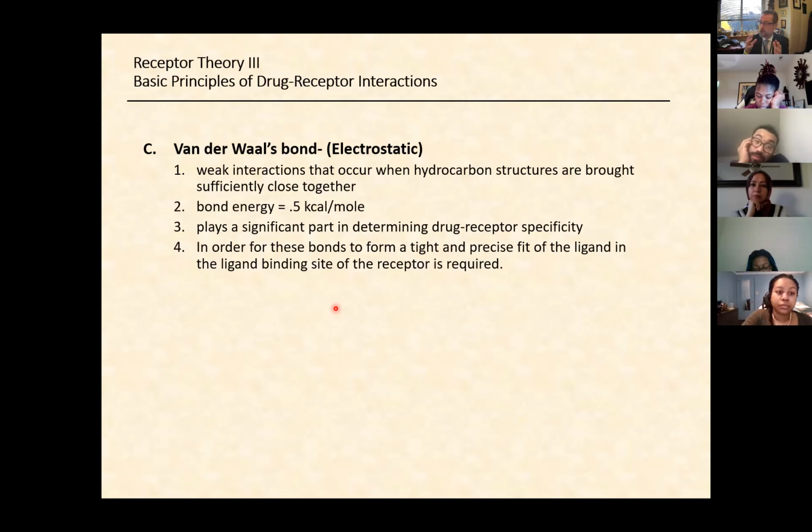Now, one of the most common molecular or atomic structures that we see that participate in van der Waals interactions are aromatic rings. So if you're looking at a drug molecule and it's got an aromatic ring or multiple aromatic rings, that doesn't guarantee that it's going to form van der Waals interactions, but it's a possibility for sure, and it's a very common type of thing. This type of bond plays a significant part in determining drug receptor specificity, or precise fit.